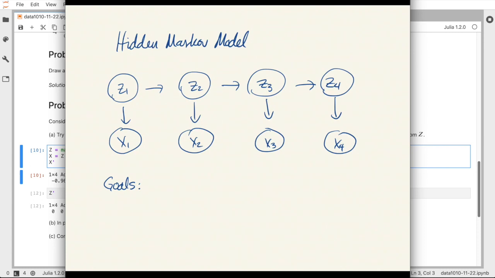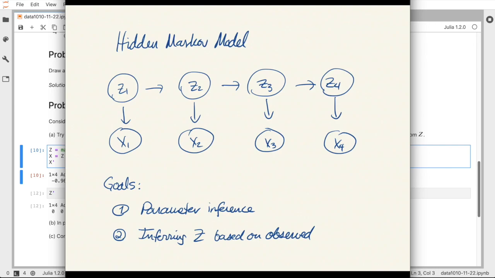And the kinds of questions you can explore for a hidden Markov model include parameter inference like we did for the Gaussian mixture model, where you're trying to estimate the parameters in this transition matrix, together with any parameters in the conditional distribution that dictates the corruption of each state. And the other goal which we'll encounter along the way is to infer z based on the observed x's. So to say something about what the conditional distribution of the sequence of z states is given the observed x values.